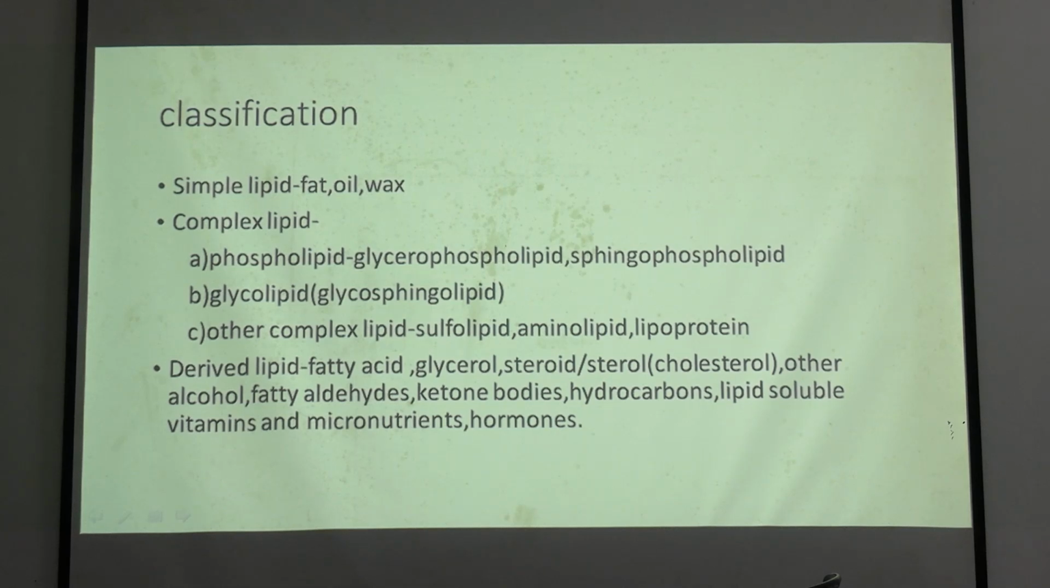Other complex lipids include sulfolipid, with a sulfate group, aminolipid, with an amino group, and lipoprotein, with protein and lipid together. And derived lipids include fatty acid, glycerol, steroid, sterol, cholesterol, other alcohols, fatty aldehyde, ketone bodies, hydrocarbons, lipid soluble vitamins, micronutrients and hormones.